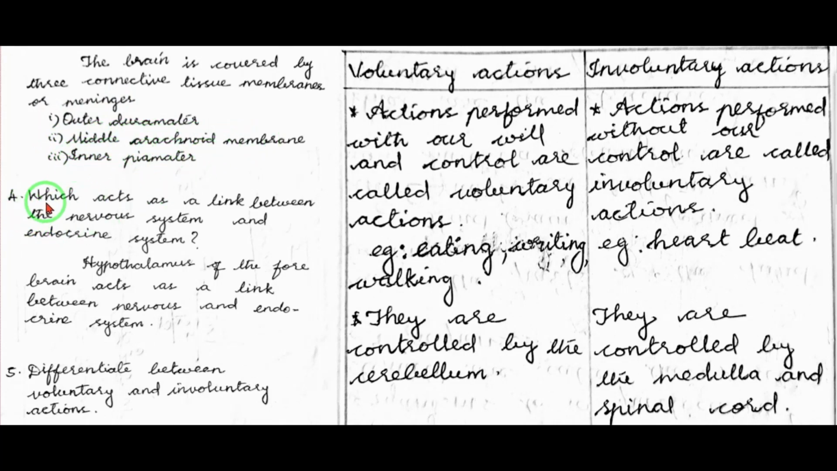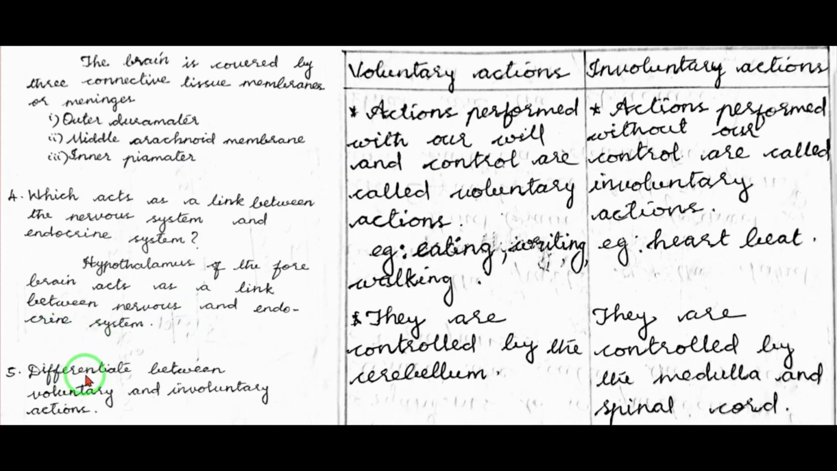Now the fourth question, which acts as a link between the nervous system and endocrine system? Hypothalamus of the forebrain acts as a link between the nervous and endocrine system.